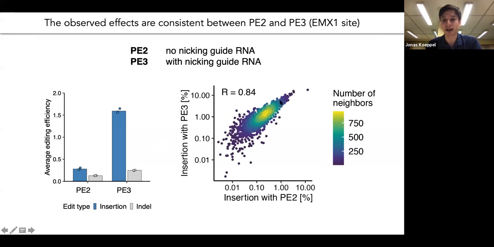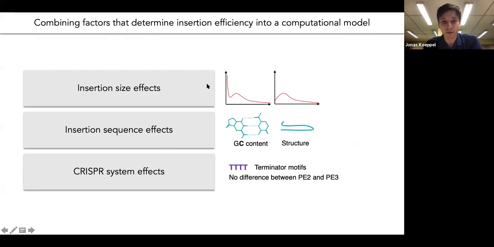And thankfully, we can see that they're very well correlated, basically as correlated as replicates. Although, again, we have quite a bit of a difference in absolute insertion rates, but the relative ones between sequences are well preserved. So to summarize these effects, we see the size effects, we see the effect of GC content and structure, we see the effect of terminator motifs, and we did not see differences between PE2 and PE3.